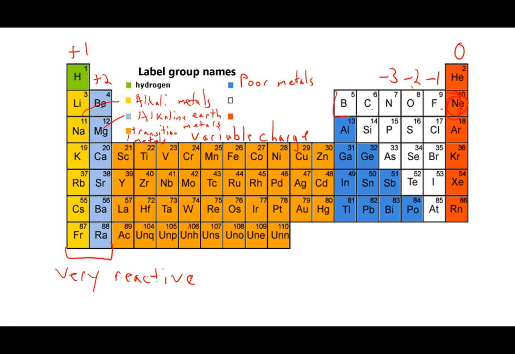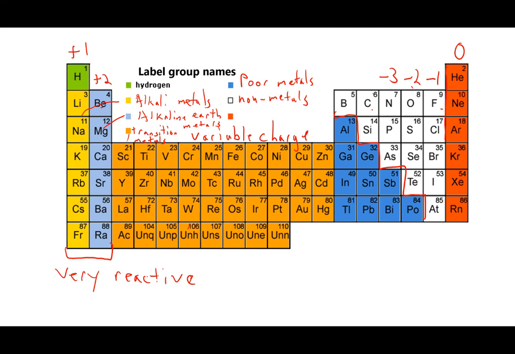This whole group right here, and actually it includes the noble gases to the right of the staircase, are nonmetals. Everything to the right of this staircase, which I'm going to highlight here, are called nonmetals. This is the staircase. Everything to the left of the staircase are metals. Everything to the right are nonmetals.